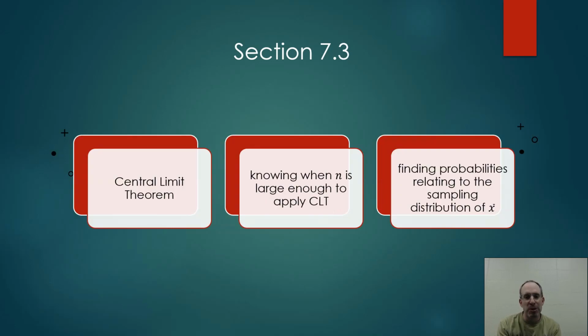7.3, the central limit theorem is the big thing here. Just know that as the sample size increases, the sampling distribution will get closer and closer to a normal distribution. If your sample size is at least 30, that's large enough to say that the sampling distribution should be approximately normal. And then you could find probabilities relating to the sampling distribution of X bar.